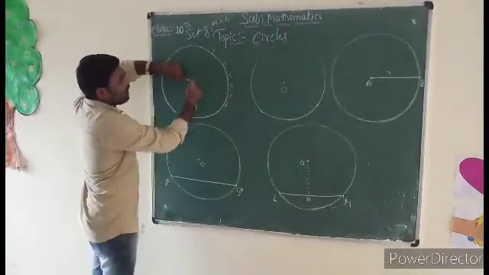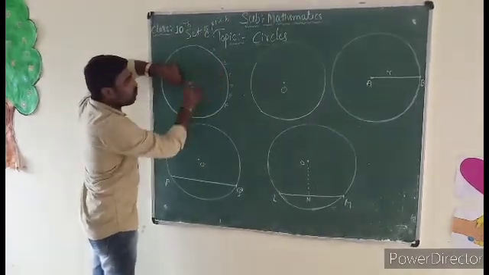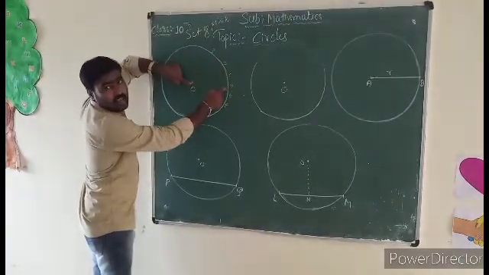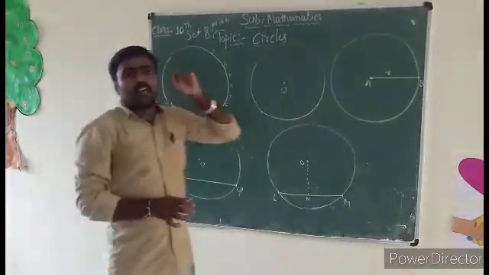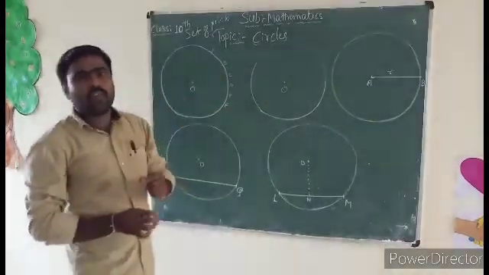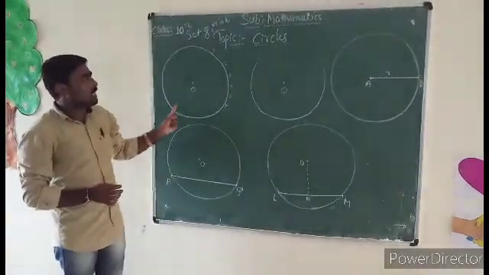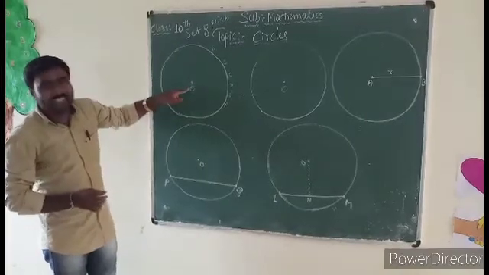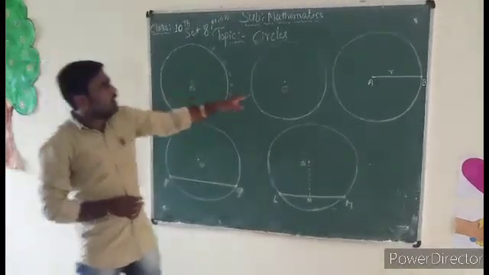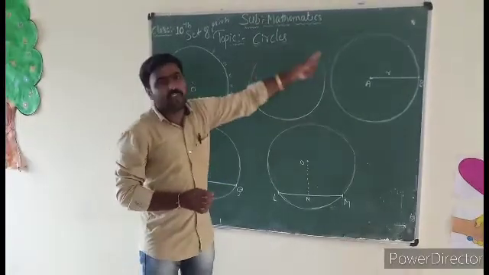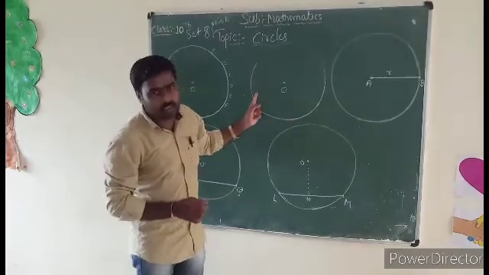Equidistant means what? OA, suppose for example 10 centimeters, then what about OB? OB is also 10, OC is also 10, likewise. So these are equidistant. So the definition of a circle is: in a plane, the set of all the points which are equidistant from a fixed point. We call it a circle, and O is the center. This fixed point we call the center of a circle. This is a closed figure, a complete circle.